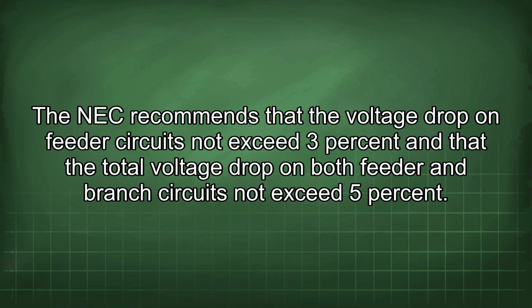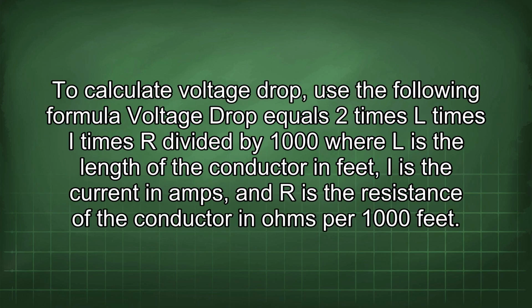The NEC recommends that the voltage drop on feeder circuits not exceed 3% and that the total voltage drop on both feeder and branch circuits not exceed 5%. To calculate voltage drop, use the following formula: voltage drop equals 2 times L times I times R divided by 1000, where L is the length of the conductor in feet, I is the current in amps, and R is the resistance of the conductor in ohms per 1000 feet.